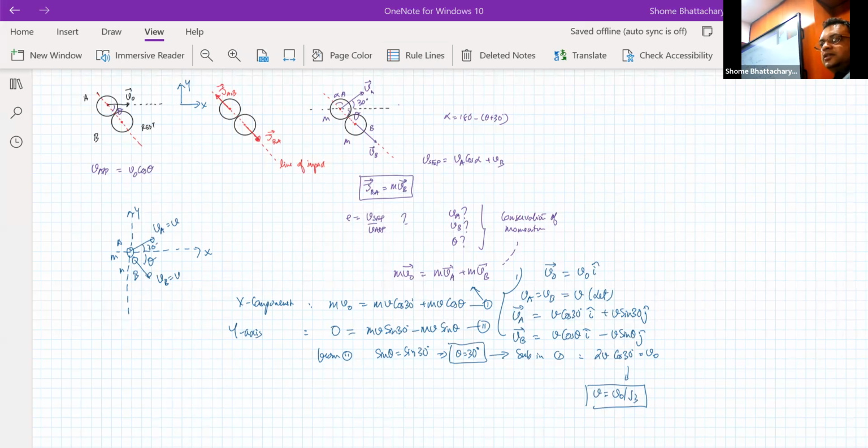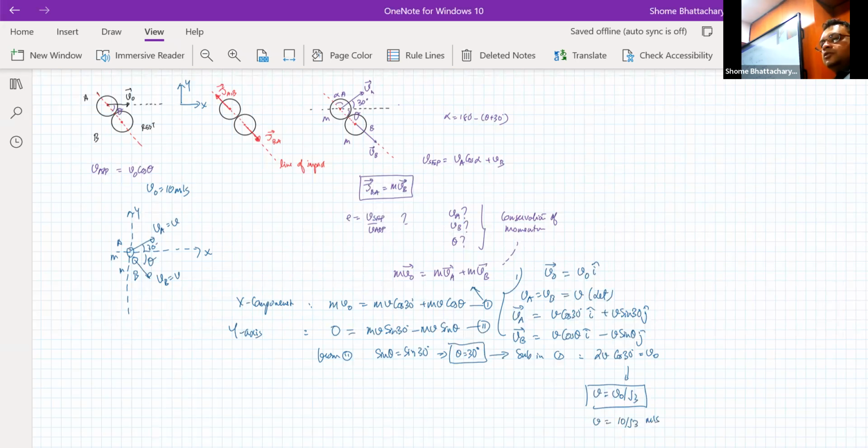Yeah, I think Adinath, E should be 1 by 3 if I'm not mistaken. Let me also verify. Okay, and V naught I had given as 10 meters per second. So V will become 10 by root 3 meters per second.